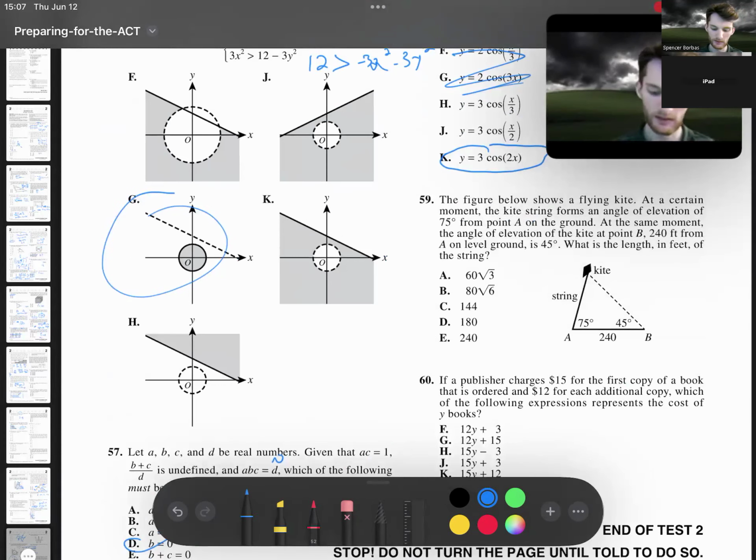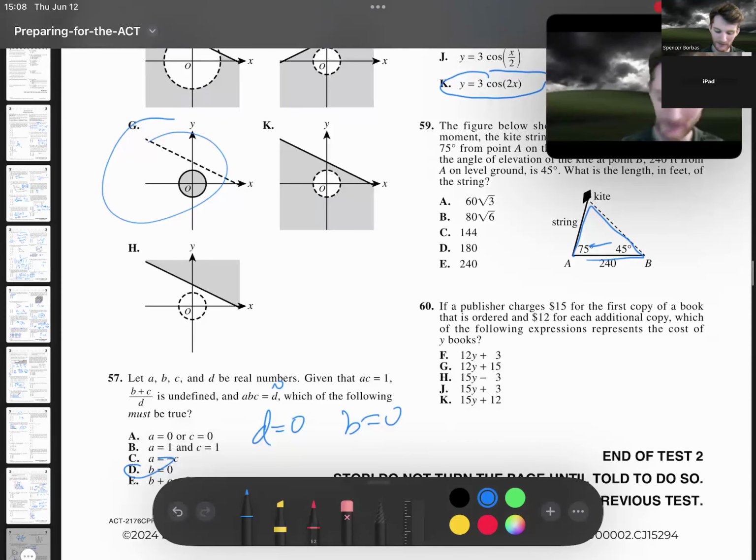Shows a flying kite at a certain moment. The kite string forms a point around. What is the length of the string? I forgot that whole equation, and I remember I used to know an equation that I could use for this. Oh wait, this adds up to 90 degrees, right? No, it doesn't. It does not add up to 90 degrees. What am I talking about?